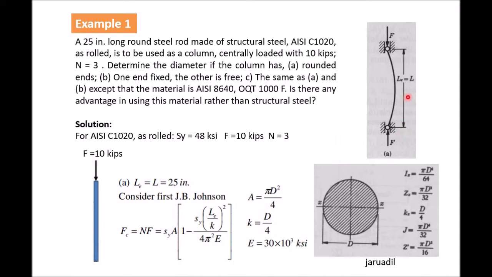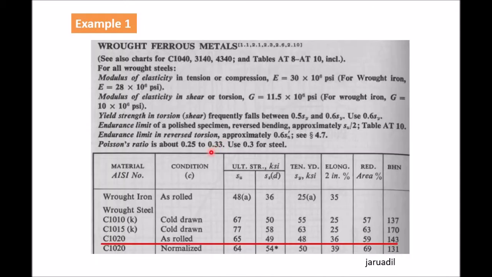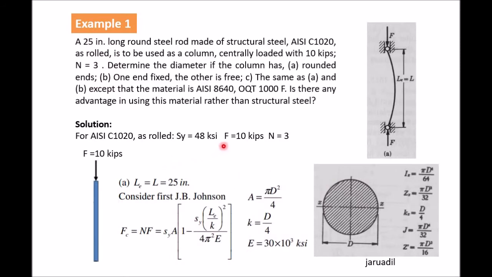So we have here, in this figure, this is the one for letter A, rounded ends. So we have here L_E is equal to L. So for AISI C1020 as rolled, we have S_Y equal to 48 ksi. C1020 is in Table 87. As rolled, the yield strength S_Y is 48 ksi. F is given as 10 kips, or 10,000 pounds. Factor of safety is equal to 3.